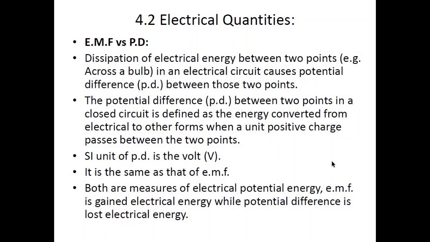Now, what is basically the difference between EMF and PD, potential difference, and electromotive force? The dissipation of electrical energy between 2 points, for example a light bulb, a buzzer, a speaker, etc., in an electrical circuit causes potential difference between these 2 points. What happens is that when some current flows through any electrical component inside a circuit, then that component takes up some of the current for itself in order to run.